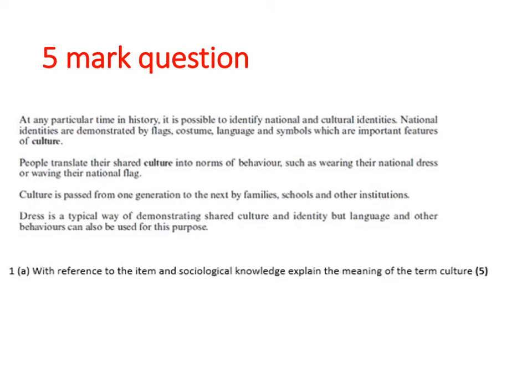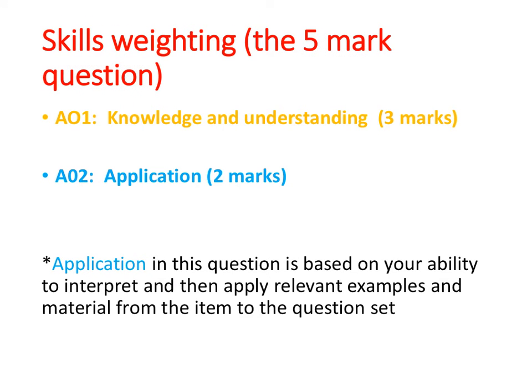So the 5-mark question is always going to start with the command with reference to the item. This is the item, remember, and sociological knowledge, so you can't just rely on the item. Explain the meaning of a term. So with this question, you're always going to be asked to explain the meaning of a key term that is connected to the themes of culture, socialization, social control and identity.